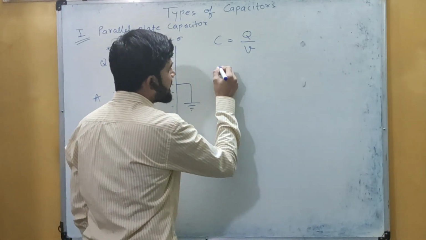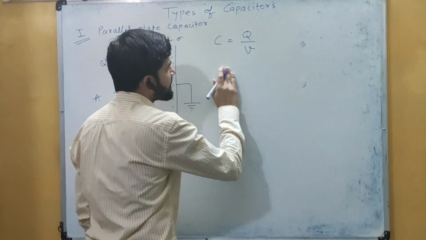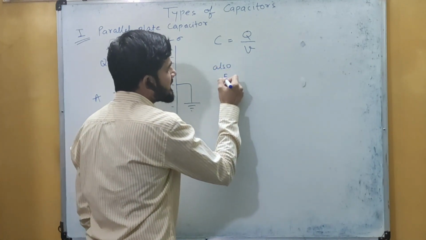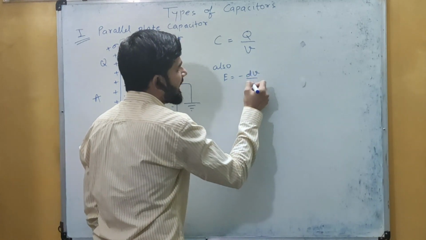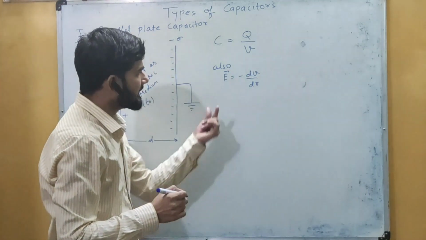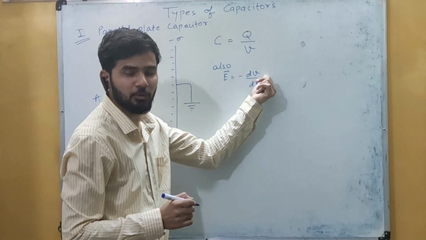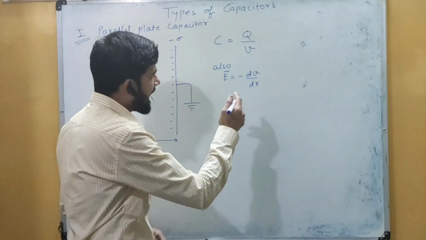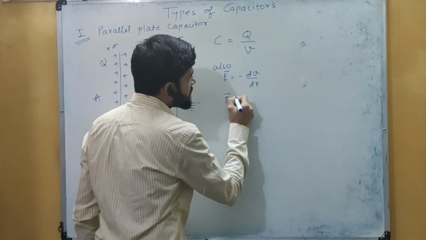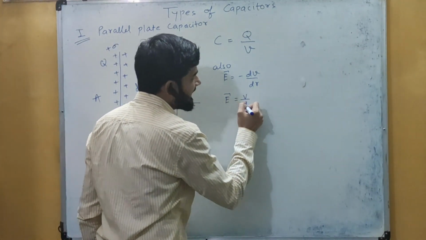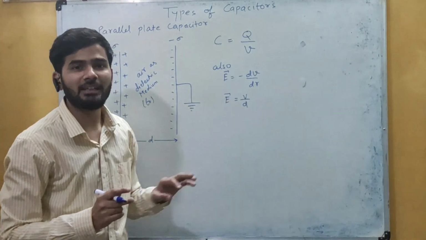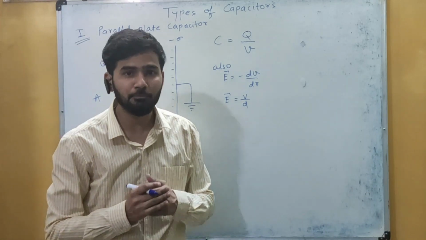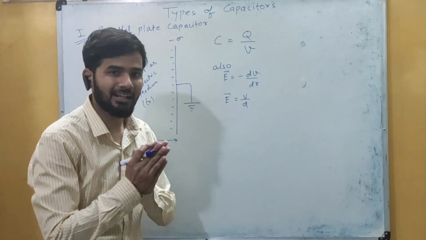Okay, now we also have E is equal to minus dV by dr. Here what is E? E is the electric field intensity, V is the electrostatic potential, and dr is the distance between the two surfaces. Okay, I can also write it as E is equal to V by d. I am neglecting this negative sign because this negative sign represents that the electric field is in the direction of decreasing potential. So here we can remove the negative sign.